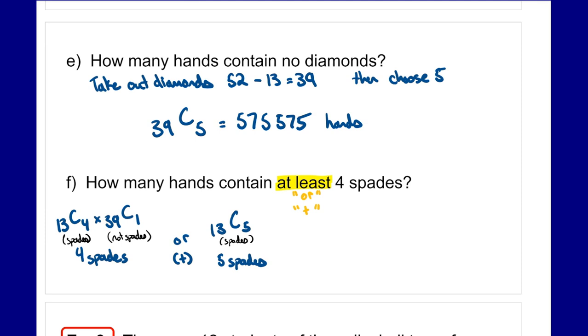If you really wanted to, you could multiply by 39 choose 0, which doesn't really change it, because there's one way you can choose none of them. So when you multiply by 1, it doesn't really change your answer. So we have our 2 different cases. We're then going to add them up, and we get 29,172 different hands.